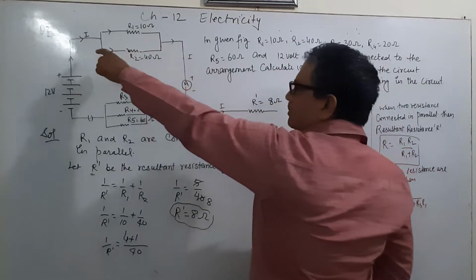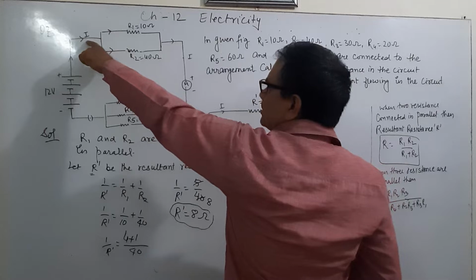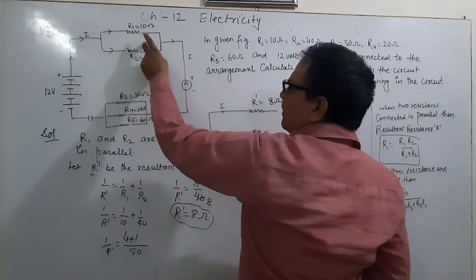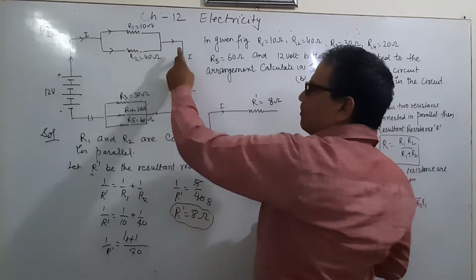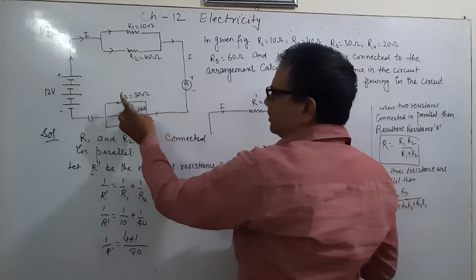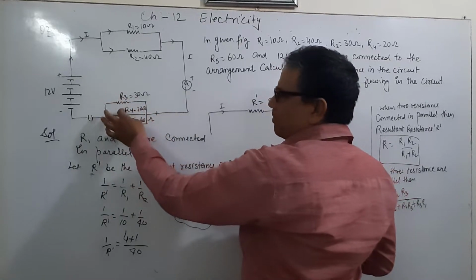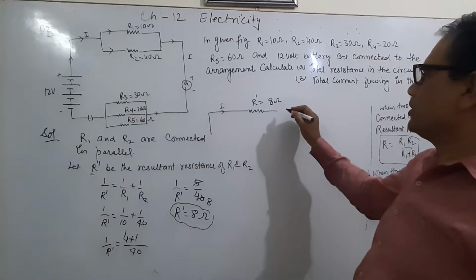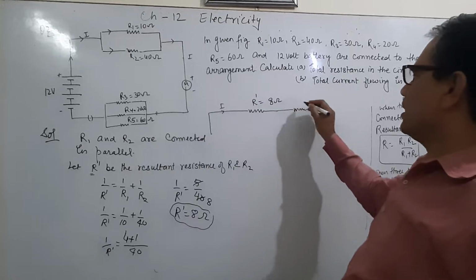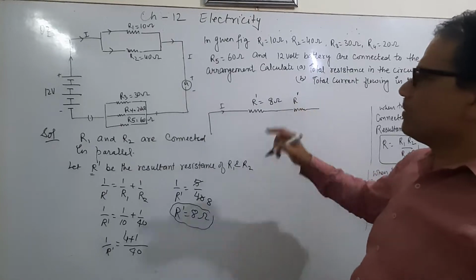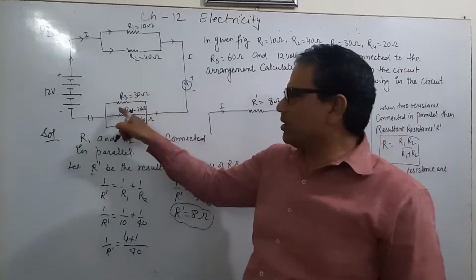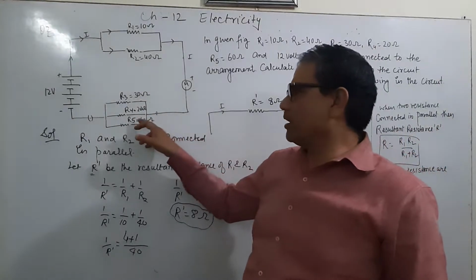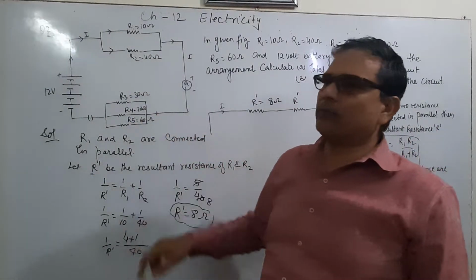The current which passes through the circuit is I, and then divided in two resistances R1 and R2, therefore they are connected in parallel, and the same current is again passed through the circuit, and after dividing in the three resistances R3, R4 and R5, it means R3, R4 and R5 are connected in parallel. We are assuming that this will be R double dash. This R double dash is the resultant of R3, R4 and R5, and they are connected in parallel.